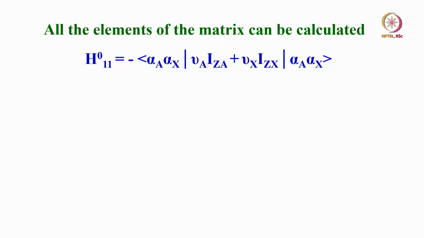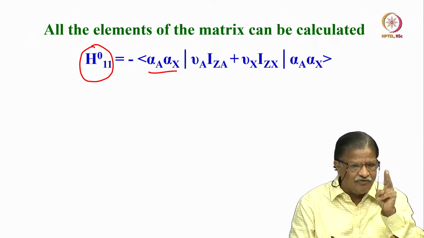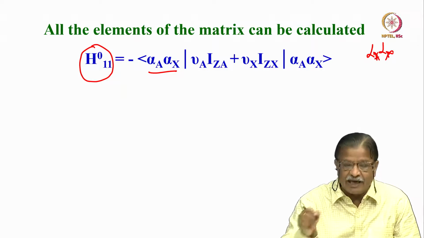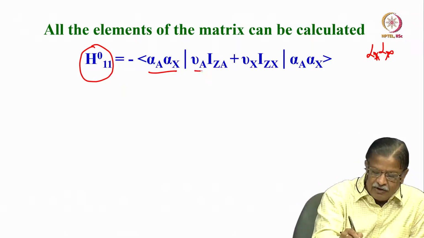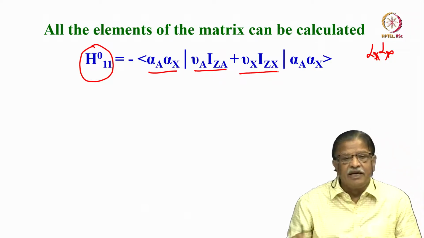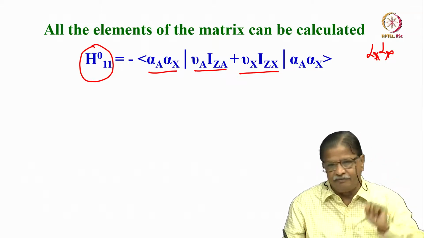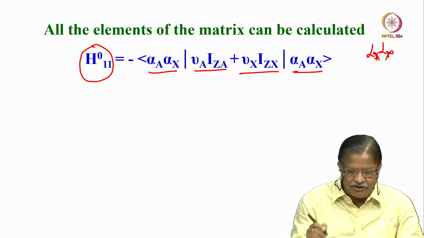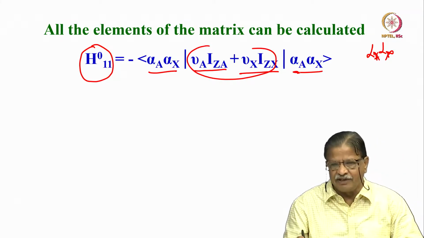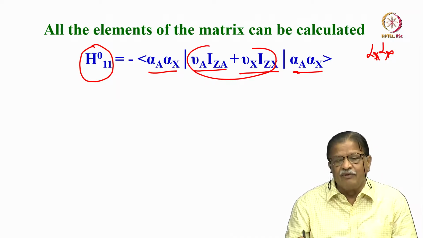So the first thing is, first we calculate the matrix element H11. Now I write it in the explicit form, alpha A alpha X. I wrote alpha alpha as alpha A and alpha X, because now I am able to distinguish the two spins A and X for calculation purposes. Now nu A I ZA is the Zeeman interaction term for A, nu X I ZX is the Zeeman interaction term for X spin, and I am considering the diagonal elements. So alpha A alpha X operating on this H0 term with alpha A and alpha X here. So now we can work it out.